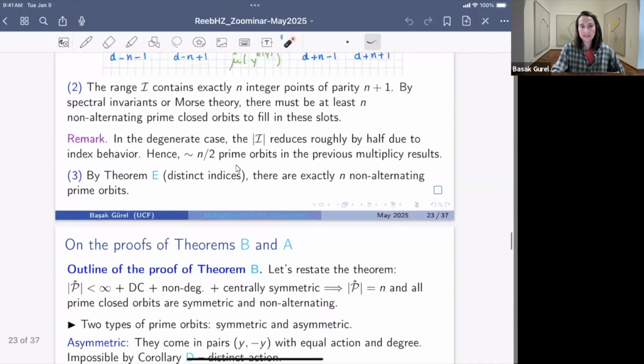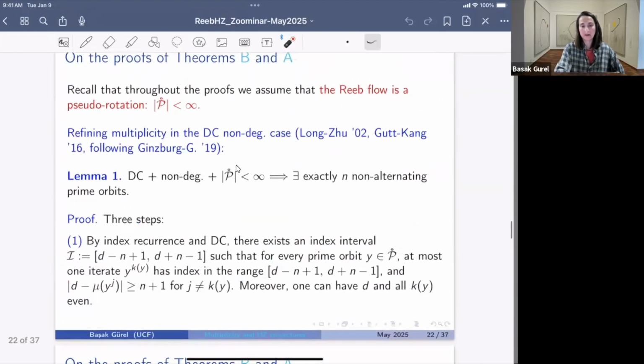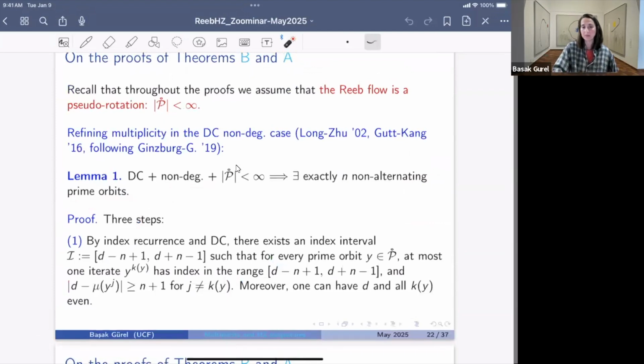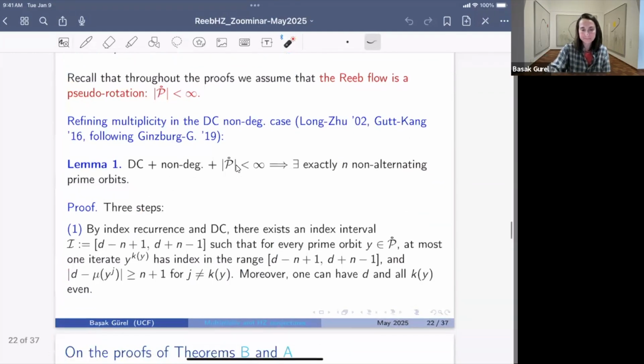So let's see what we've done. We basically proved this lemma. Under these assumptions, you have precisely n non-alternating prime orbits. Again, possibly you can have more orbits.